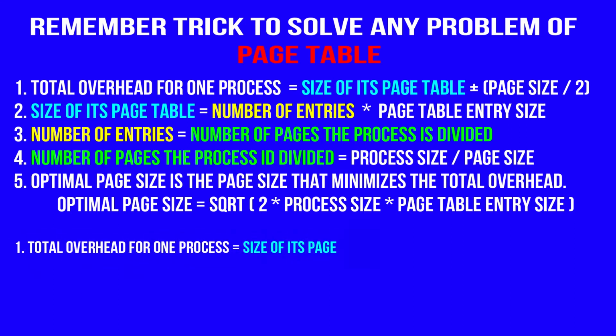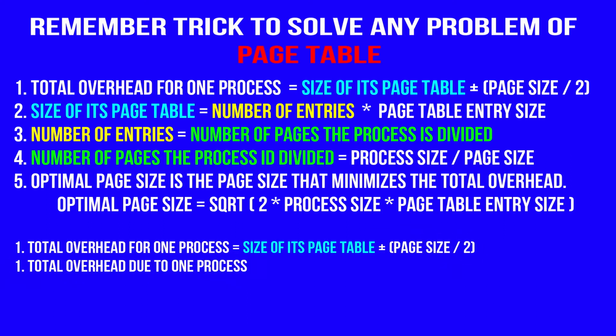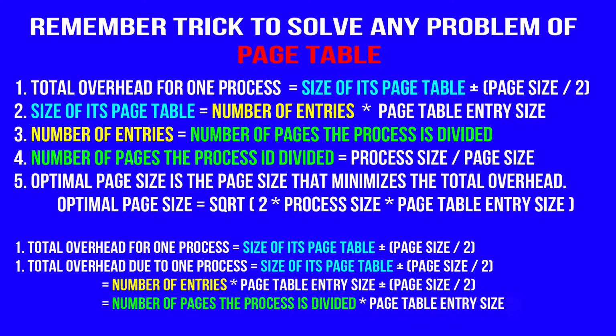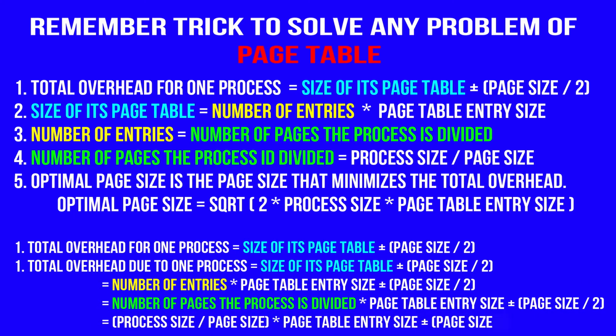Third, find the number of entries. Number of entries equals the number of pages the process is divided into. Fourth, the number of pages the process is divided into equals process size by page size. And fifth, optimal page size is the page size that minimizes the total overhead. Optimal page size equals square root of 2 into process size into page table entry size.